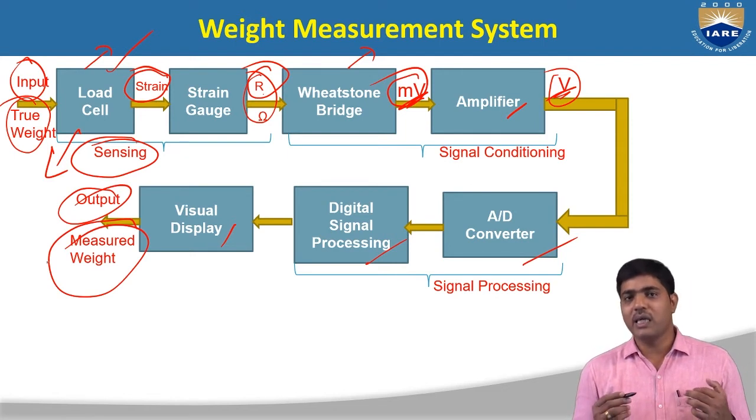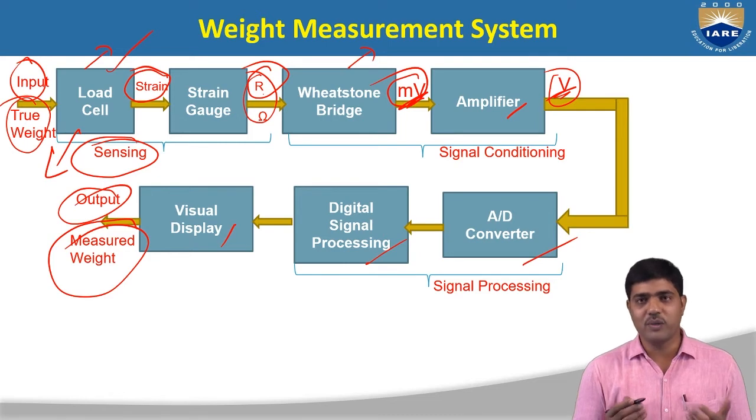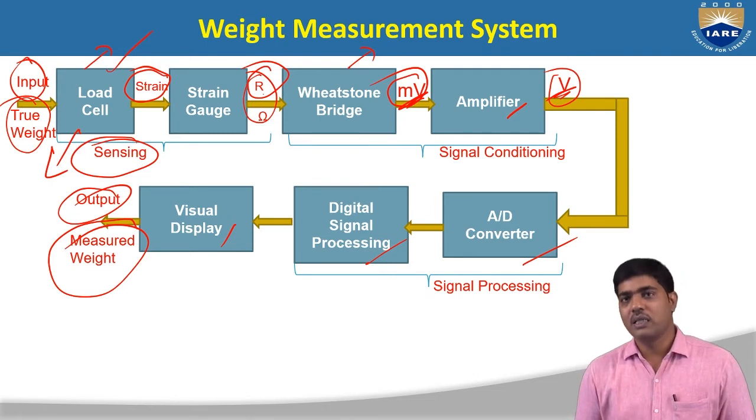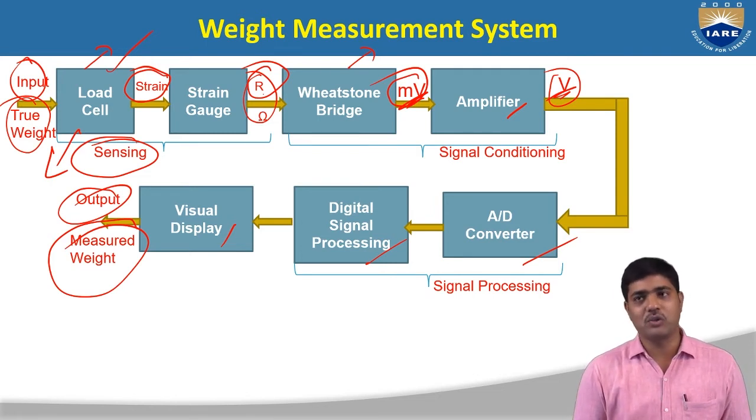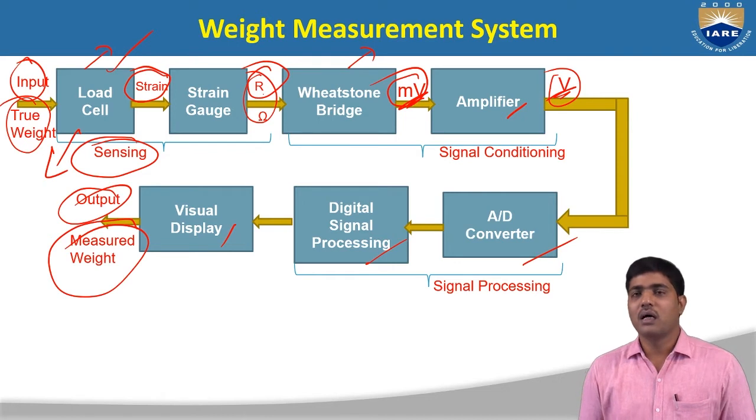So generally, here you have to understand, if you want to measure the weight of a body, what are the things required in this particular measurement system. There is a load cell, there is a strain gauge, there is a Wheatstone bridge, there is an amplifier, A to D converter, digital signal processors, and visual displays. And here you have to see there is a coordination and cooperation between all these elements so that it is possible to measure the weight.